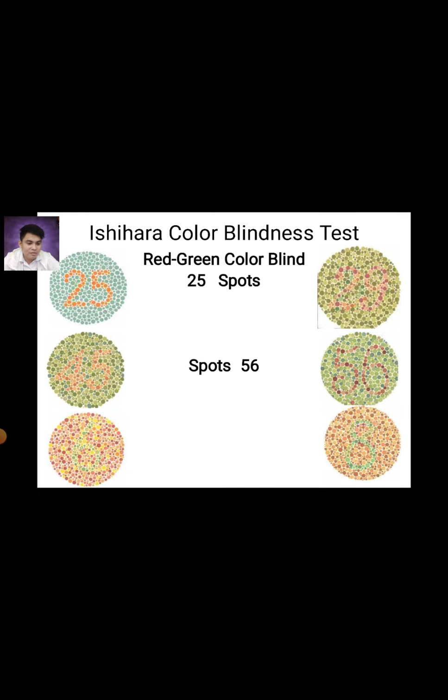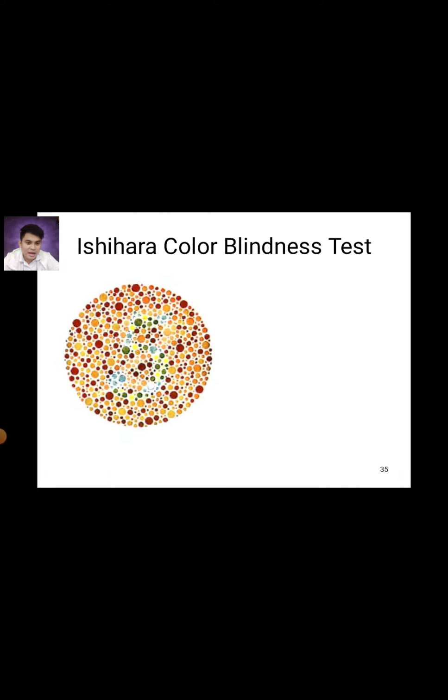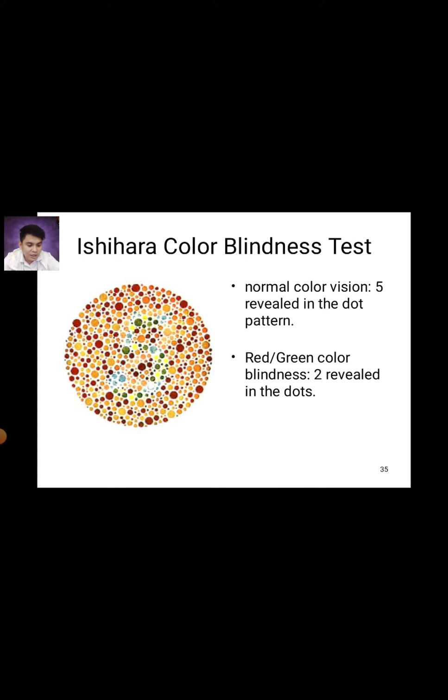Spot 56. Spots. Ishihara color blindness test. Normal color vision: 5 revealed in the dot pattern. And red-green color blindness: 2 revealed in the dots. Actually, test po yan, di ba? Pero, maganda pong gawin kapag nagkaroon na po tayo ng face-to-face.